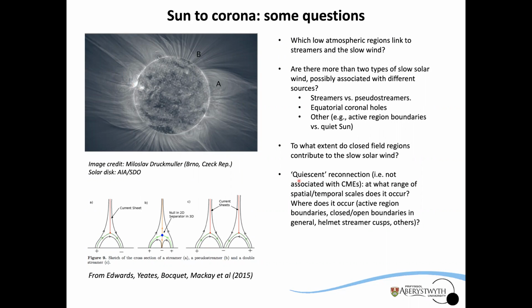So I'm mentioning here quiescent reconnection, and what I mean by this is reconnection not associated with coronal mass ejections or large ejections. So at what range of spatial and temporal scales does this quiescent reconnection occur? And where does it occur? Active region boundaries, or more generally closed and open field boundaries, at the cusps of helmet streamers, and possibly others.